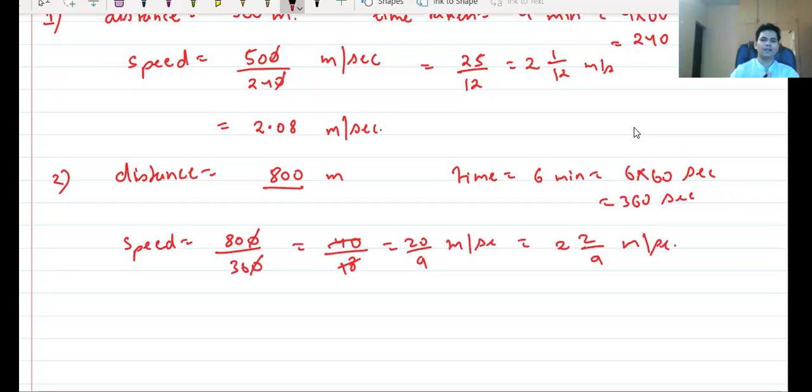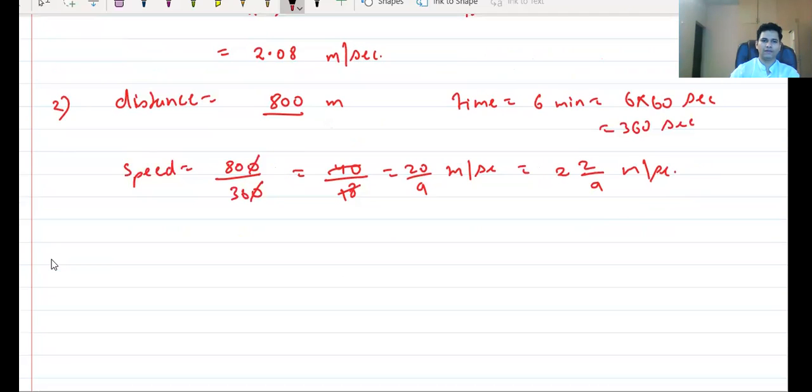In questions 1 and 2, anyone have any doubt? Clear? Everyone is clear? Arav, Akshit, Niketan, Brinda, everyone? Yes? Okay. Now the third one.